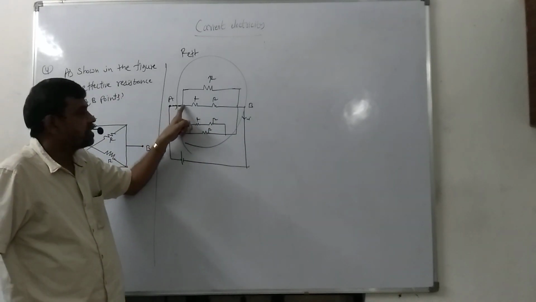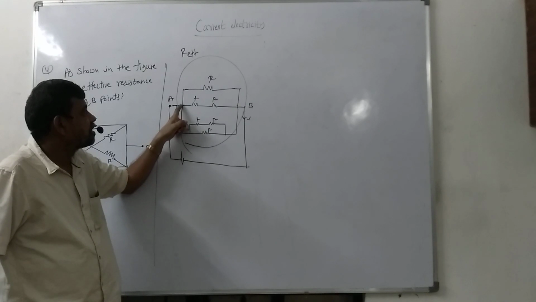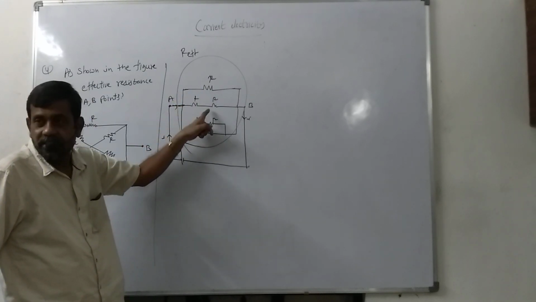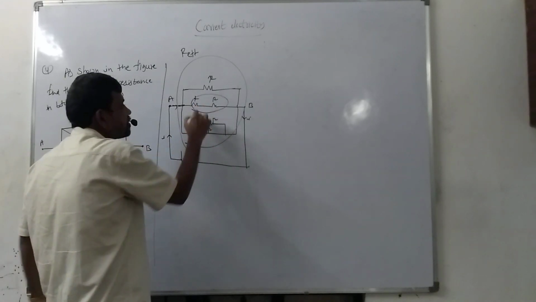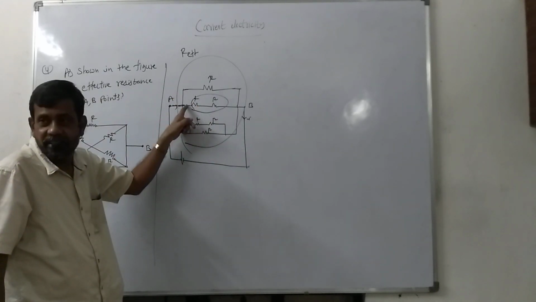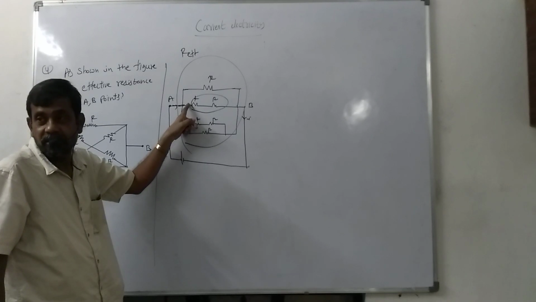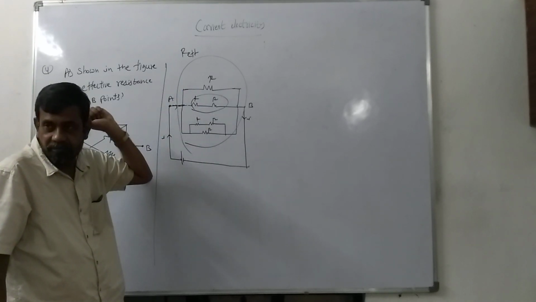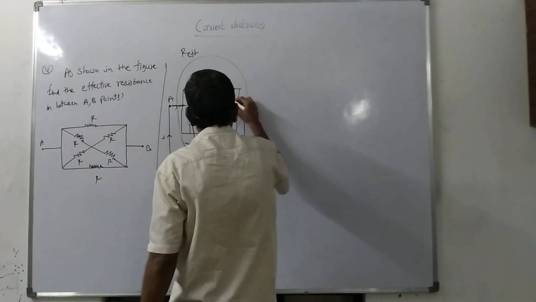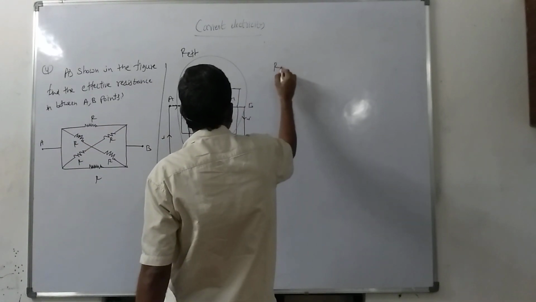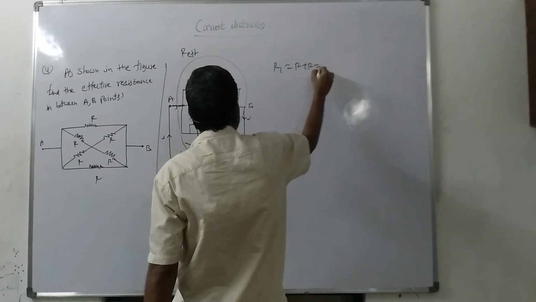When current is flowing here, what happens? Some current going here, some current going here. But here the current is going, so these two are in series. But it is splitting. First I am finding that. Clear now? This I am taking as R1. What is R1? R plus R, totally 2R.